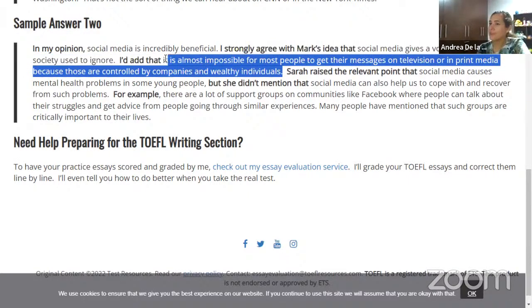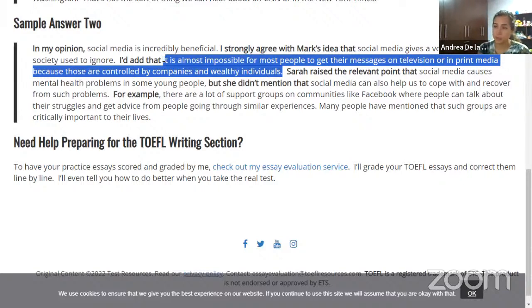Okay, so I think it's a good reason. And one thing I like is that it's somehow related to Mark's idea, because Mark's idea was that social media gives a voice to people. And then this person is continuing with that same idea, but adding something different, right? So why else is social media especially good? Because even though there are other platforms like television or print media, those are controlled by companies and wealthy individuals, right?